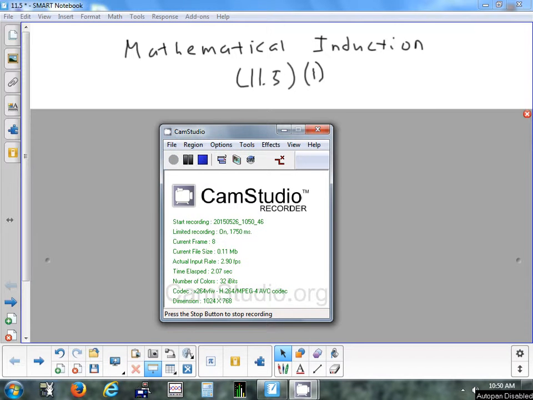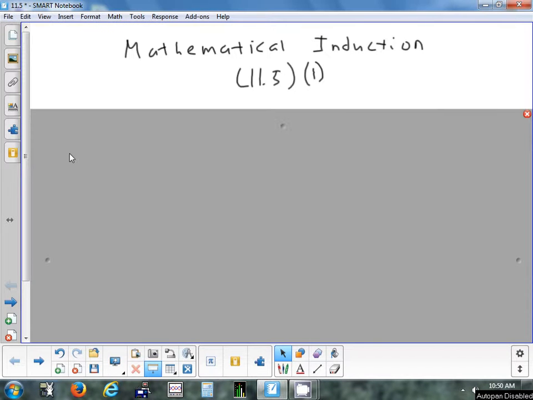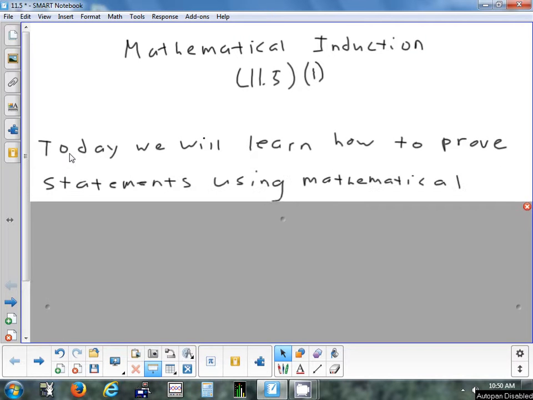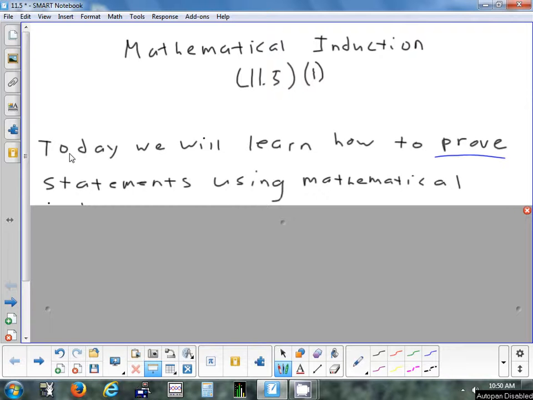All right, so let's take a look at section 11.5. Okay, 11.5 is on what we call induction. Okay, and basically induction is a way to prove things. Okay, it's all proofs.